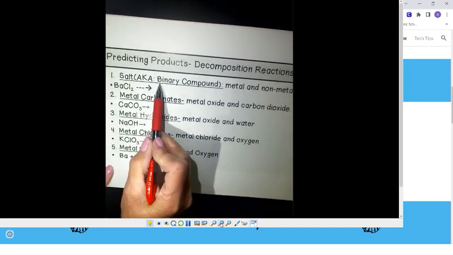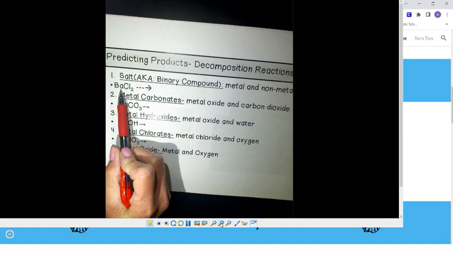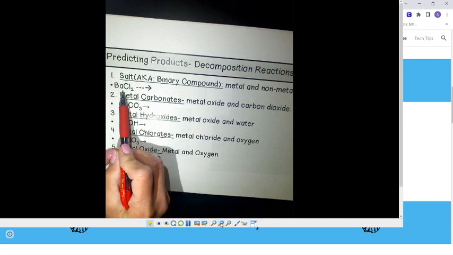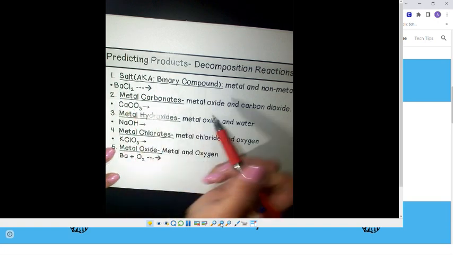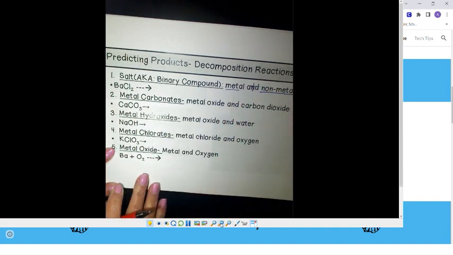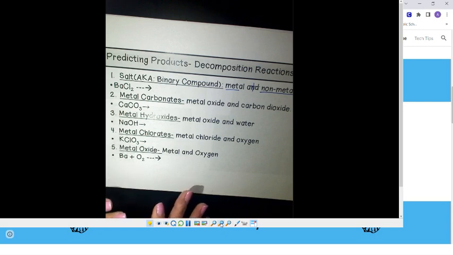So if we are starting with a binary compound, that's just a compound with 2 elements in it. And we call these salts as well. Okay, so if we have a binary compound, it is going to break down into a metal plus a non-metal, because that's all I've got. I don't have any options on this one. So if I have a binary compound, the only way it can break down is to break into its individual elements.